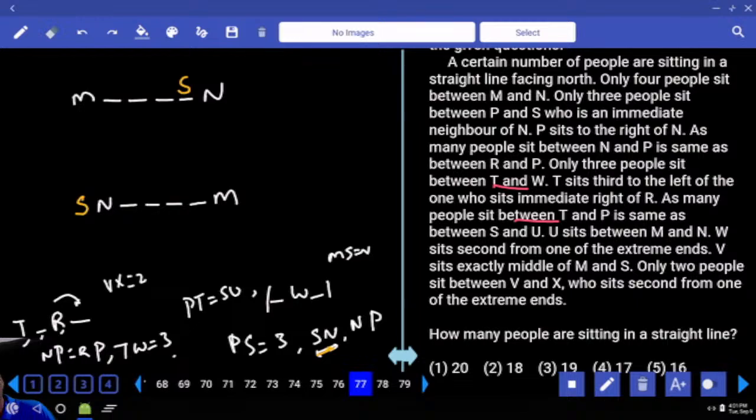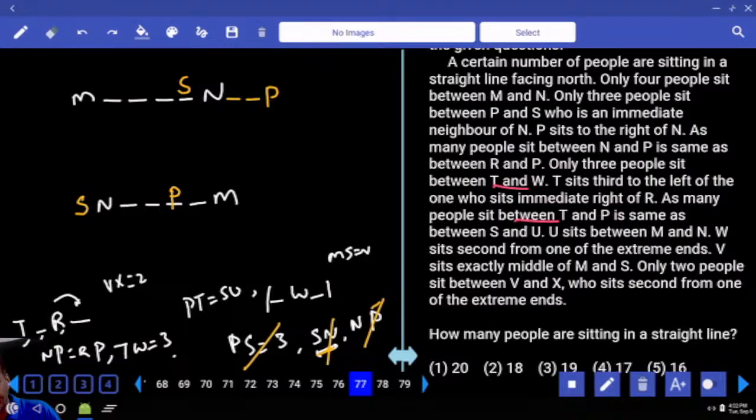How many people? 3 people. And P is to the right hand side of N. Now P is to the right hand side of N. How many people? 3 people. P is here. And P is to the right hand side of N. How many people in between? P and S 3. 1, 2, and 3. P will be here. P and S, there are exactly 3 people. And P is to the right of N. There are 3 people in between P and S.